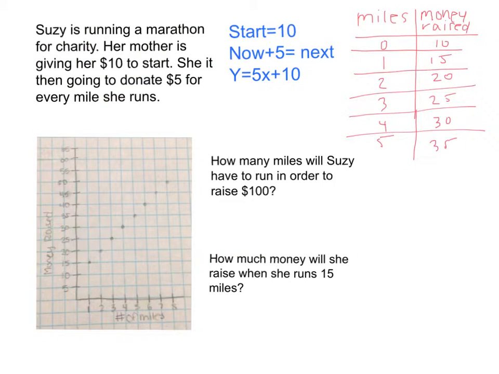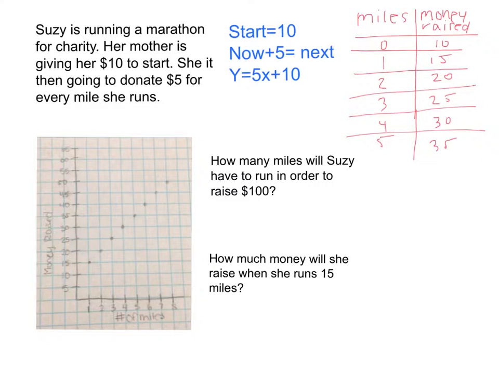Susie is running a marathon for charity. Her mother is giving her $10 to start. She is then going to donate $5 every mile she runs. The start is 10 and the recursive equation is now plus 5 equals next, and the explicit equation is y equals 5x plus 10. When you use the equation, you'll see how much money she raises per mile, and when you graph it, the line should be straight.